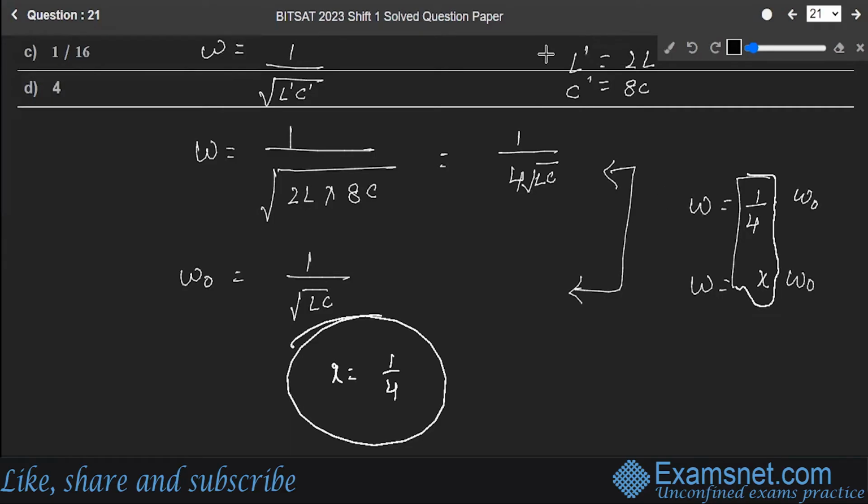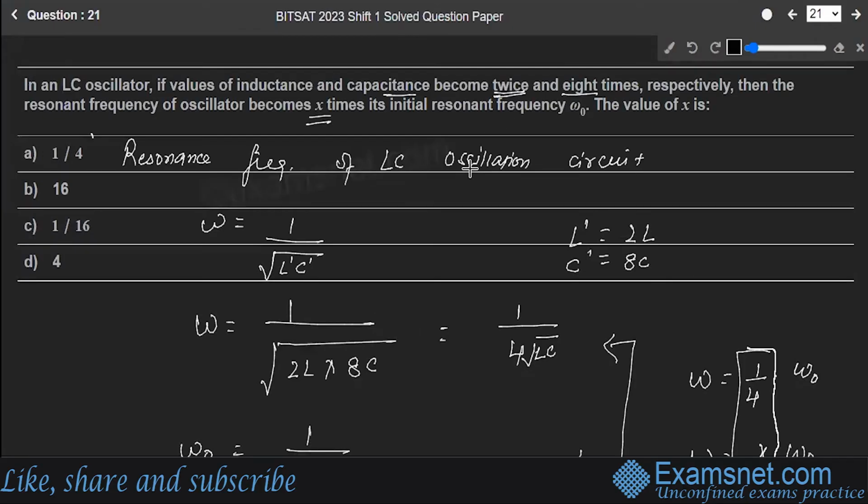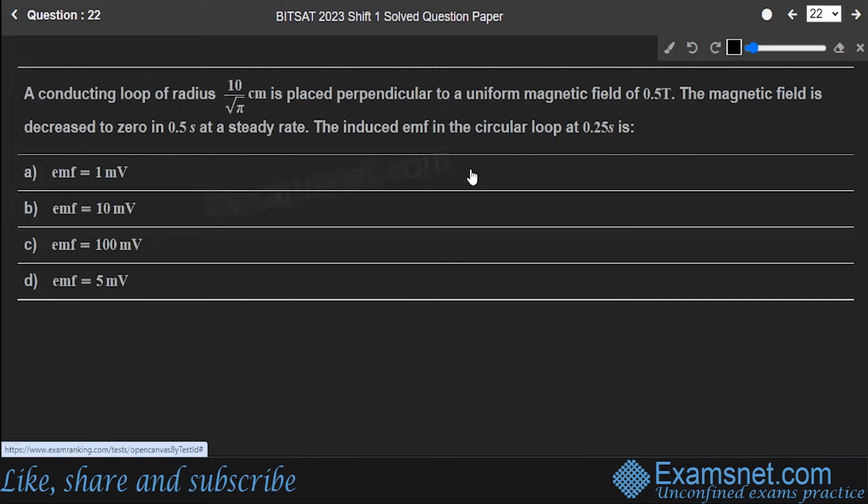All right. So here is your answer. Option A is the correct answer. Hope you got that. Next is question number 22.